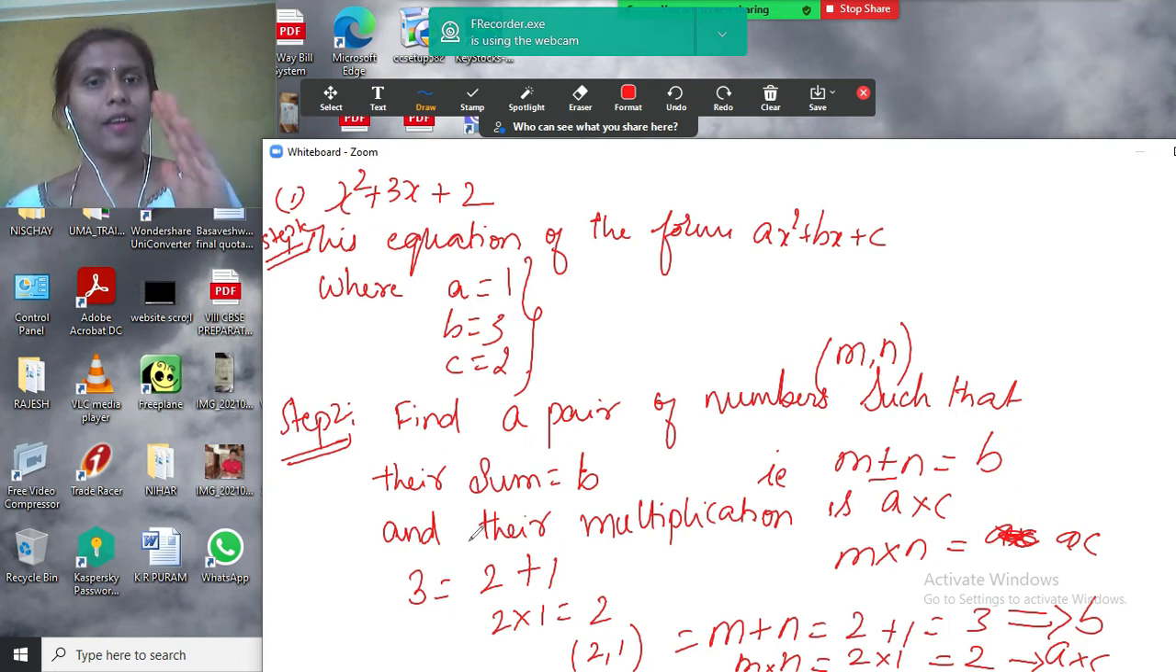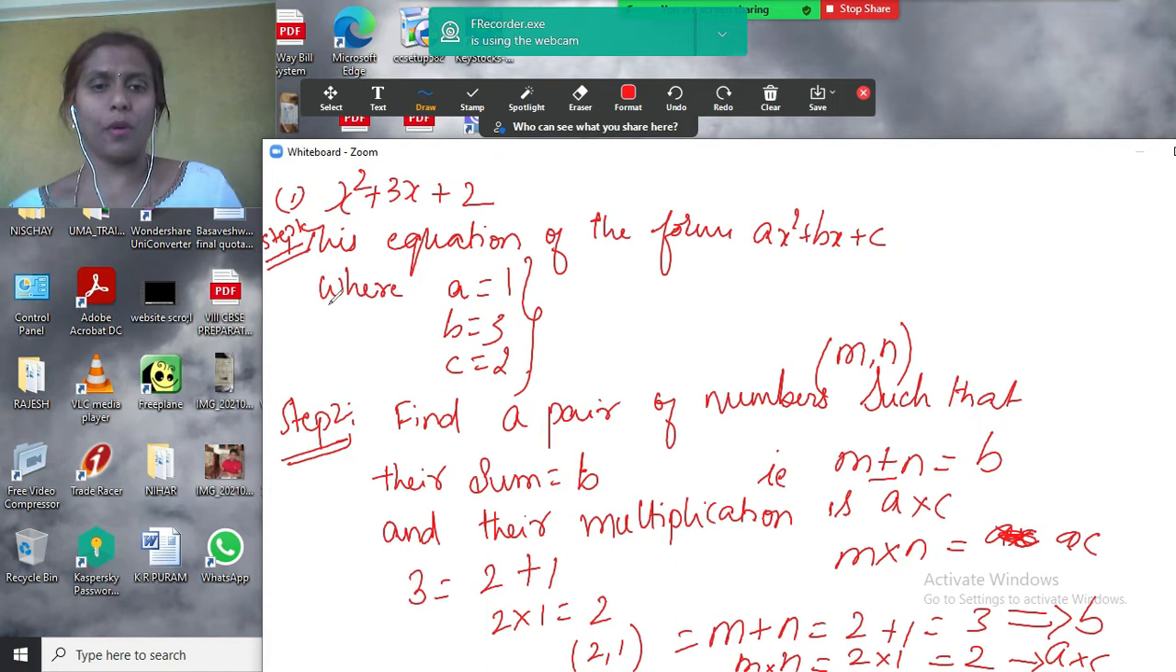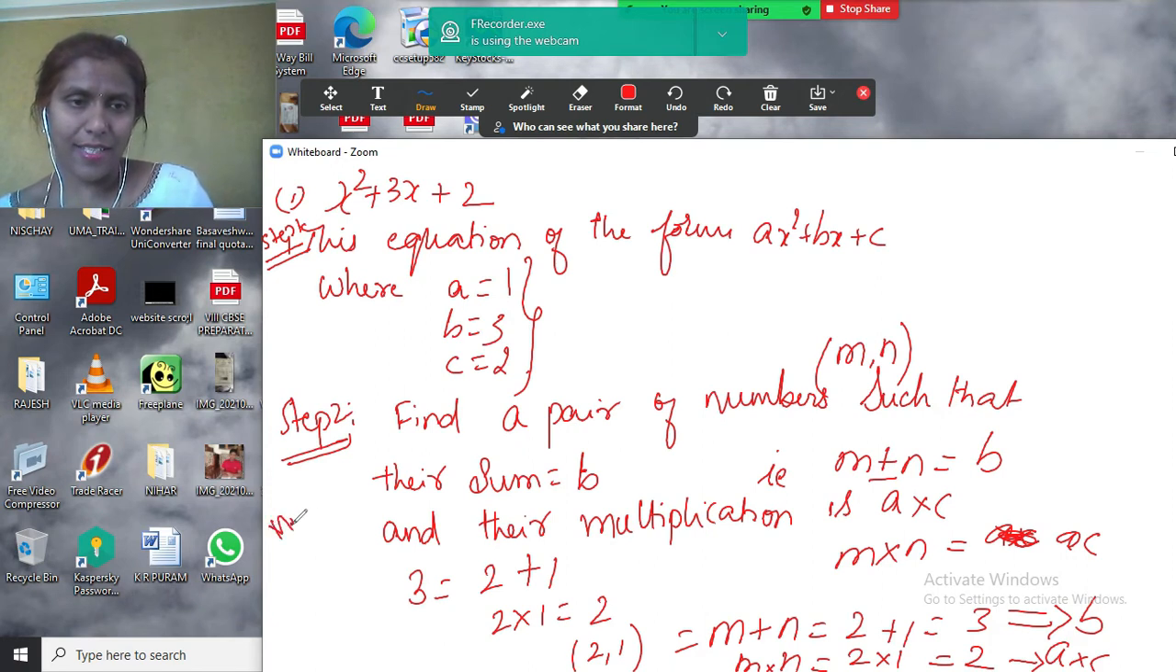Step 1: is this equation satisfying ax squared plus bx plus c? Done. Step 2: find a pair of numbers. Okay, so here one method to find the pair of numbers is splitting b. Now I'll show you another method. Probably in future we are going to work only with that second method. So here, this is method 1. Right? You got it.